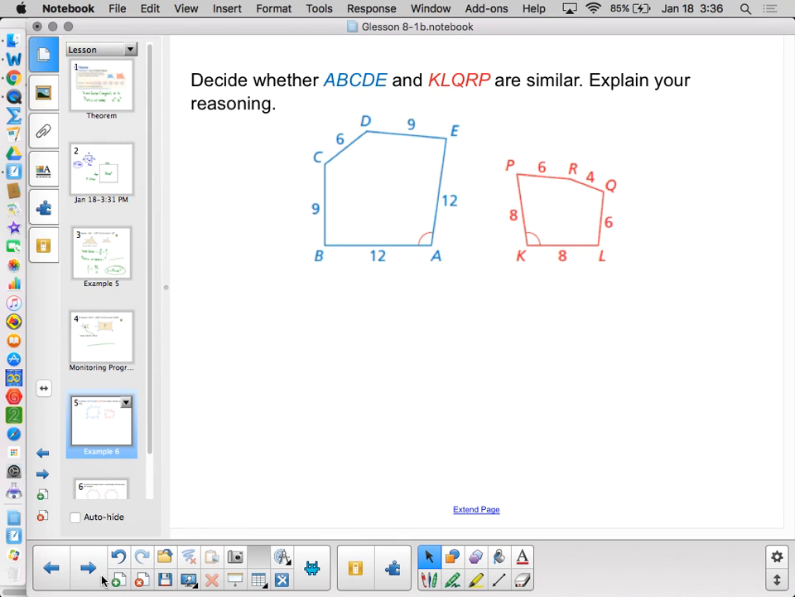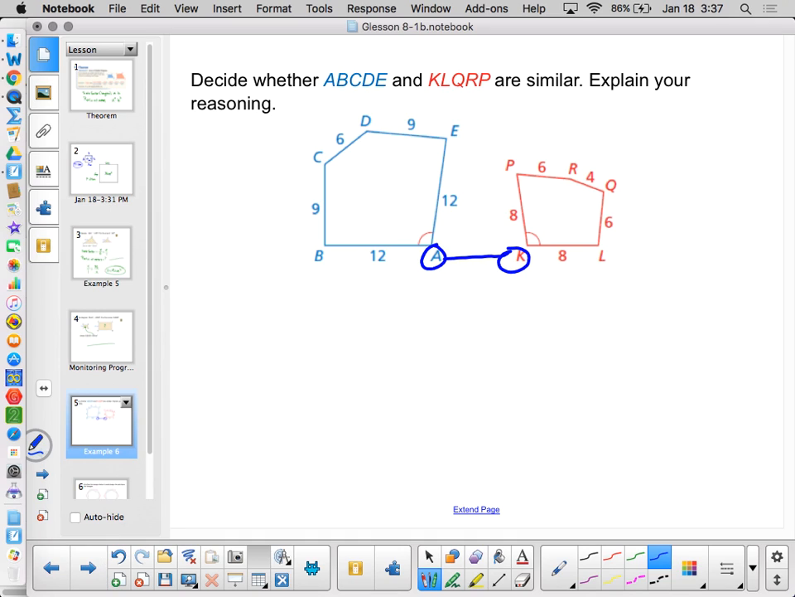Next, decide whether these two shapes are similar. Explain your reasoning. Now, this is a little trickier than it might look, because we do have to take into consideration certain things. But let's just start looking at how we do this. First off, I don't know if all the corresponding angles are the same, but I do know angle A corresponds to angle K. That's marked. So now we have to work our way around.